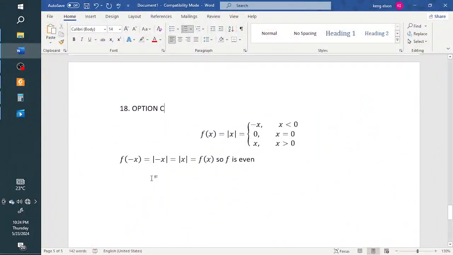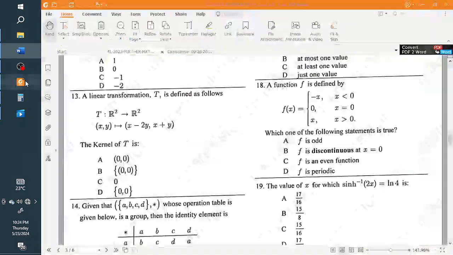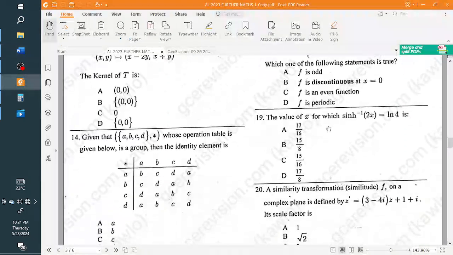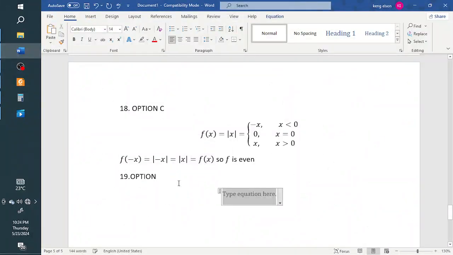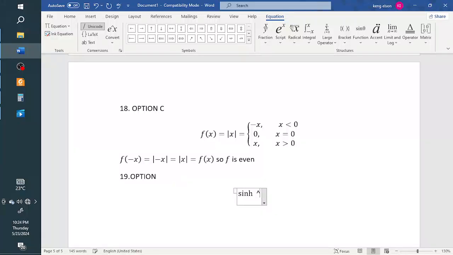Okay, like I said, we'll just go to question 20. Alright, so that in the next one we just pick up from 21. But it depends if 19 will be long here. Alright, it's not long. The value of x for which sin inverse of 2x is equal to ln 4 is, okay, so sin inverse of 2x is equal to ln 4.